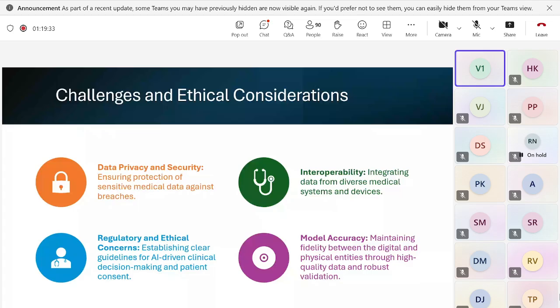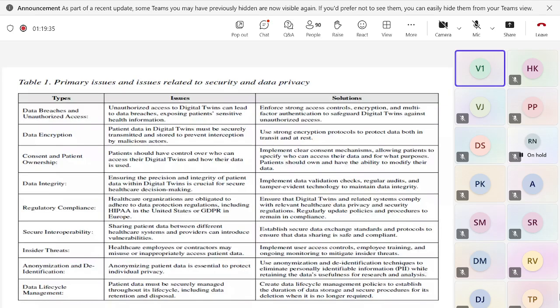And this talks about what are these challenges more specifically in terms of data security or ethical issues like data integrity, regulatory issues. Let's talk about system interoperability and insider threats. What are the issues and what are the solutions?